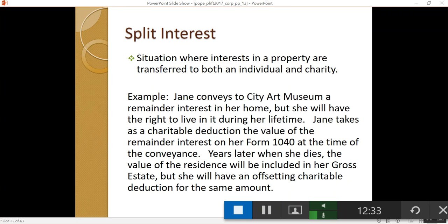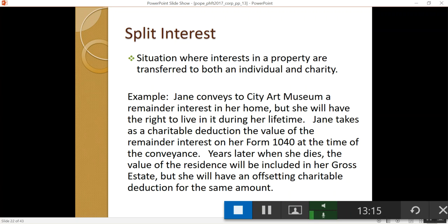So in what they don't tell you in this example in the slides, which they do cover in the chapter, it's actually the same example, but it's just not discussed in as much detail in the slides. The rest of the facts tell you that what Jane did when she conveyed the remainder interest in her home to the museum is that she said, I have the right to live in it for my lifetime. So because she has the right to live in it during her lifetime, rent-free, the value of that residence upon her death is still going to be includable in her estate.